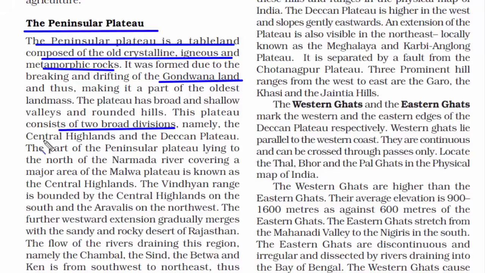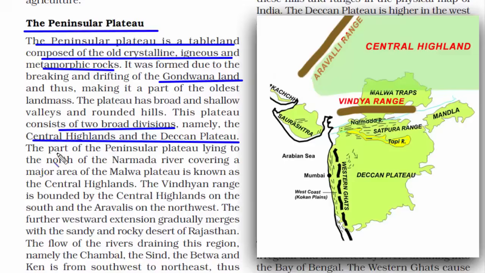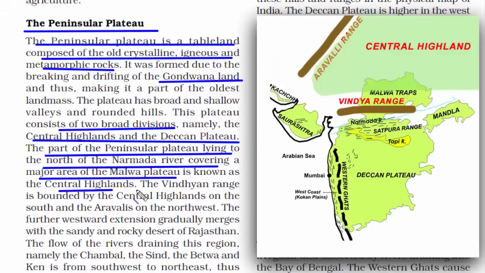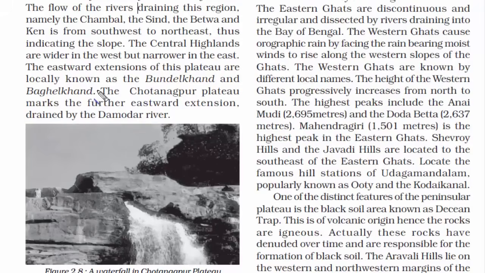Now here the plateau is broadly divided into two categories, the Central Highlands and the Deccan Plateau. So the Central Highlands lie right in the middle, to the north of the Narmada River, covering major area of Malwa Plateau. Just have a look at this in the map. So Central Highlands is bounded in the south by Vindhya Range, and towards its northwest, near Rajasthan, it is bounded by Aravalis. And the rivers that you will find over here are Chambal, Sindh, Betwa and Ken. So the Central Highland extends up to Chota Nagpur Plateau in the east.